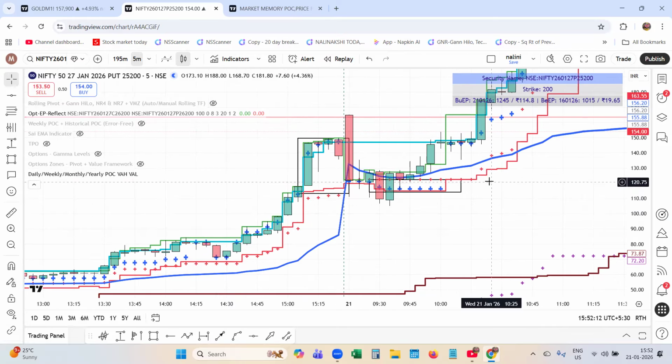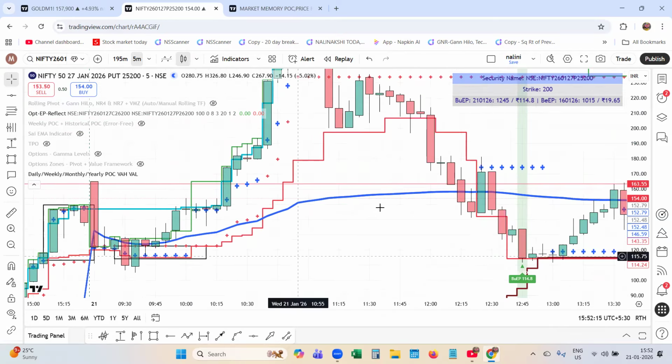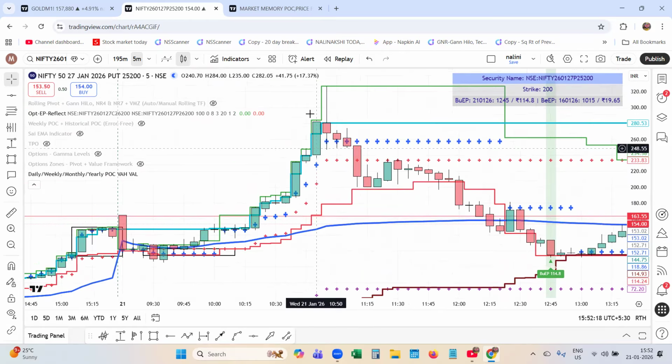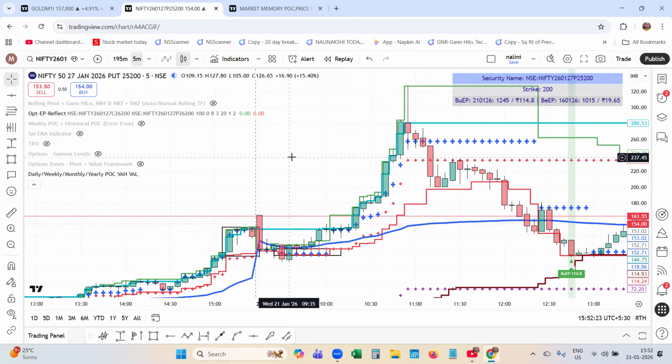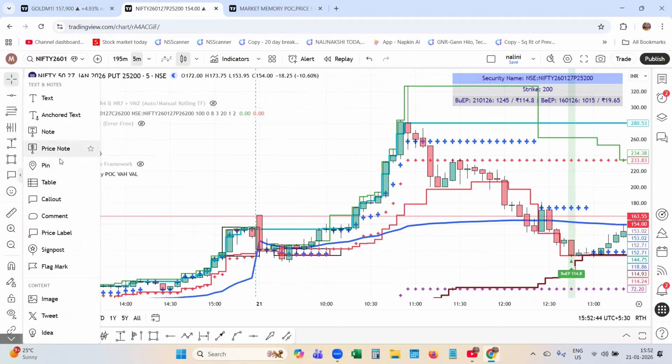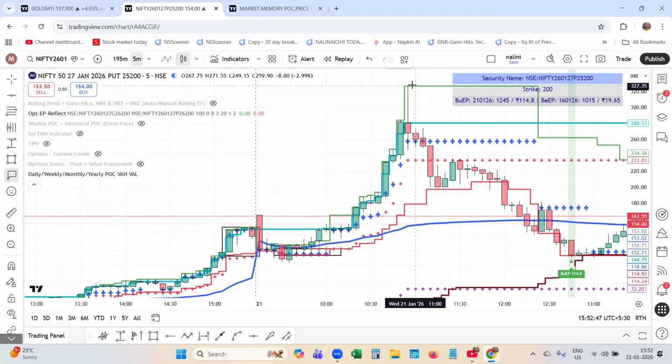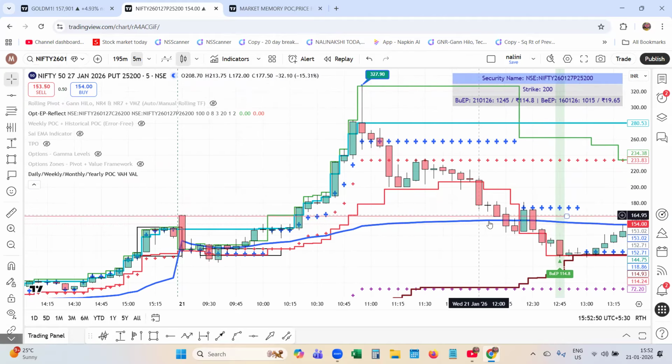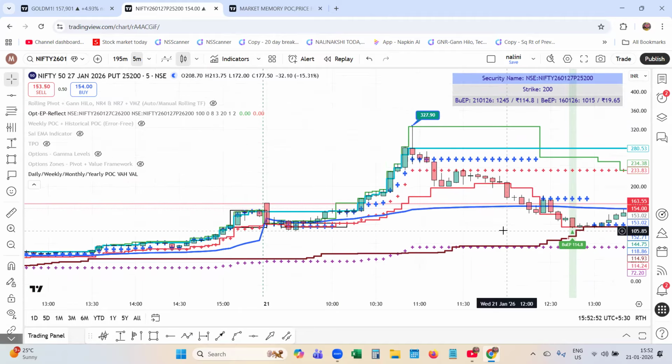This is the beginning. From 123, it rallied up non-stop, rallied up to 282. Yes, friends, I told it slipped out of my mind. It rallied up to 282. No, not even 282. It made a high of 326. Yes, friends, it made a high of, let me take the price label and mark it. This is the 327. Then it plummeted down to 114.